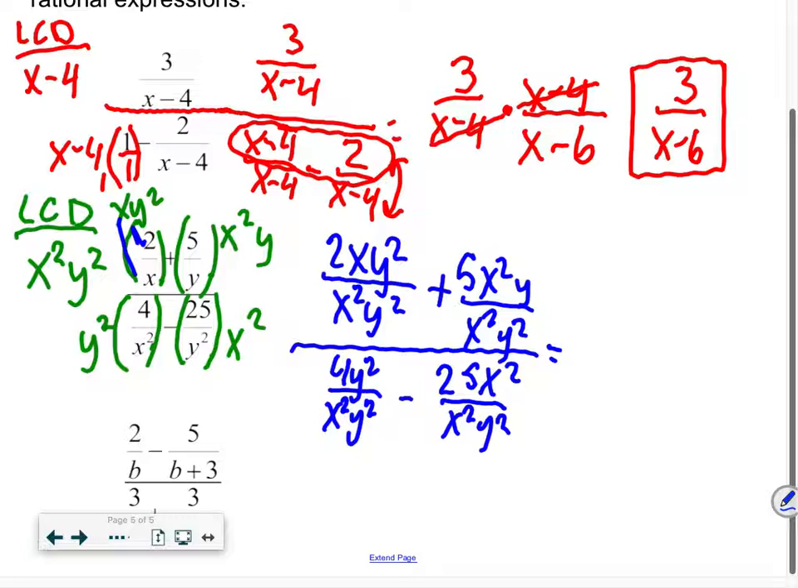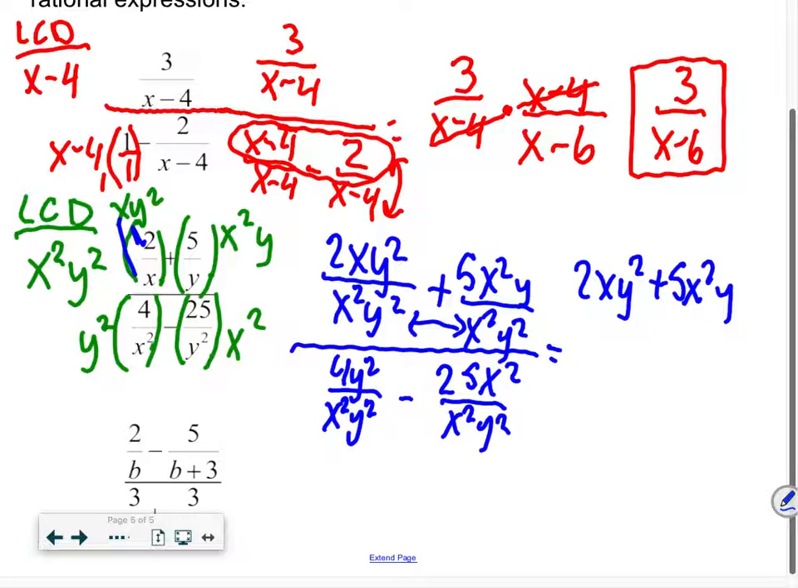Okay, when I add, look at my denominators. They're all the same. The denominators are the same. So add your tops: 2xy squared plus 5x squared y.